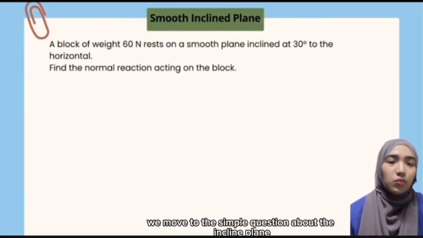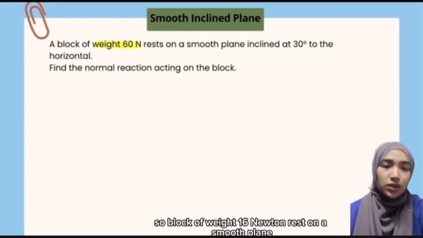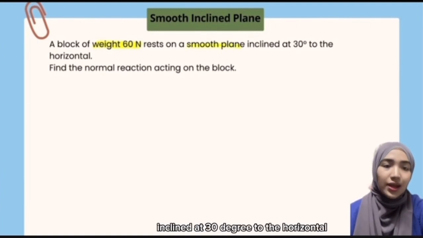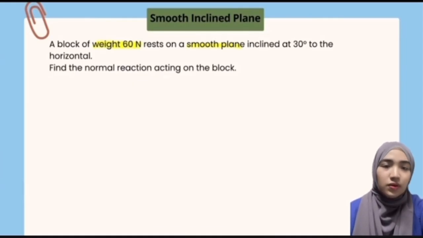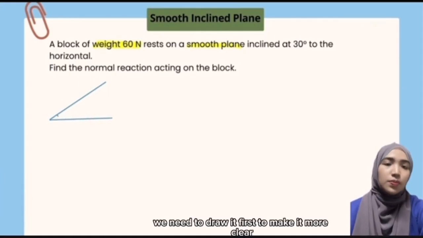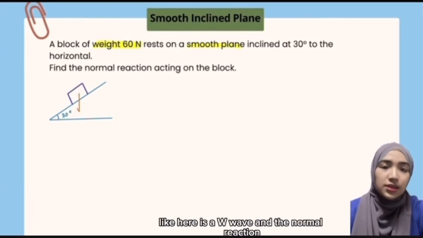Now we move to a simple question about the inclined plane. A block of weight 60 Newton rests on a smooth plane inclined at 30 degrees to the horizontal. Find the normal reaction acting on the block. First, we need to draw it to make it clearer. Then we label all the forces acting on it, like the weight W and the normal reaction.